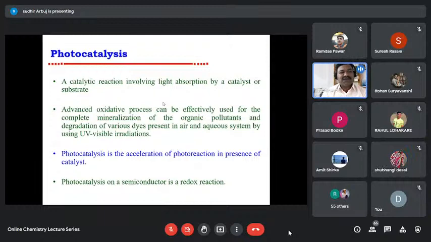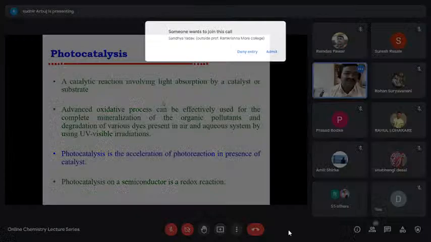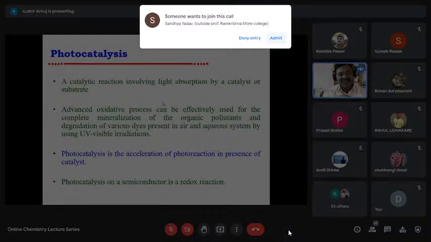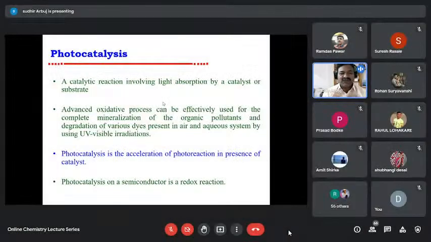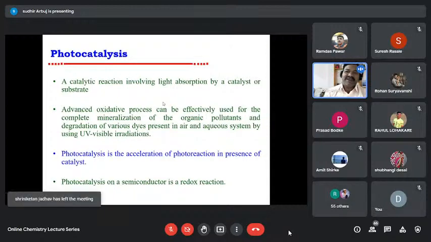So what is meant by photocatalysis? It is a simple catalytic reaction involving absorption of light by a catalyst or any semiconductor nanomaterial. In other words, it is an advanced oxidative process that can be effectively used for complete mineralization of organic pollutants and degradation of various dyes present in air and aqueous systems using UV-visible irradiation. Here the source of UV-visible irradiation means direct sunlight can be used.